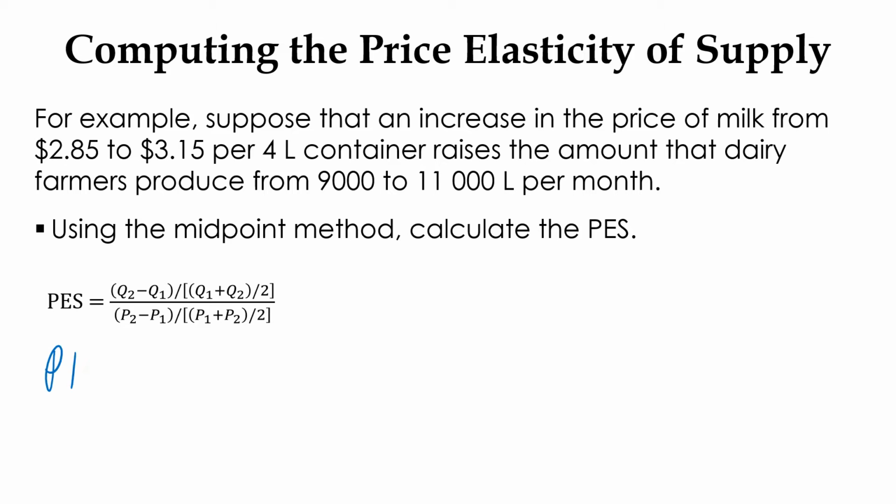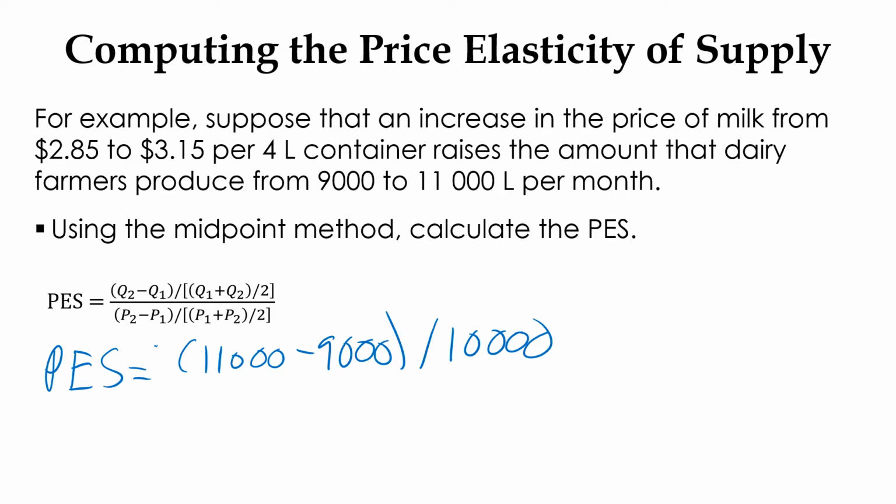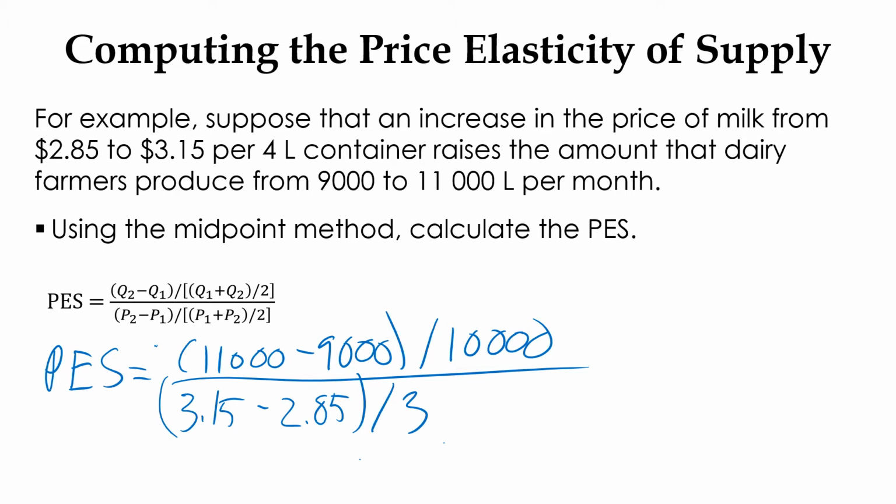All right, so price elasticity of supply equals 11,000 minus 9,000 divided by 10,000, taking the average. And our price increased to $3.15 and it was $2.85, and of course, the average is 3. What do we get? Well, we get 0.2 divided by 0.1. It's a positive number. And we do the math, and that becomes 2.